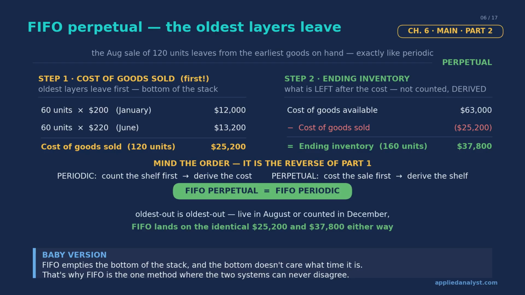Either way. Why? Because oldest out is oldest out whether you cost it live in August or count it in December. FIFO always empties the bottom, and the bottom never moves. That's the kind of one-line answer a future CPA fires off in an interview without blinking. So if a question swaps perpetual for periodic, leave your FIFO answer exactly where it is. That's the easy half. Now the devil shows up.